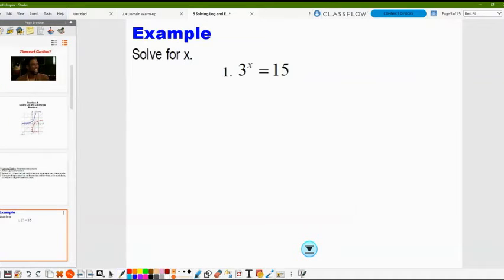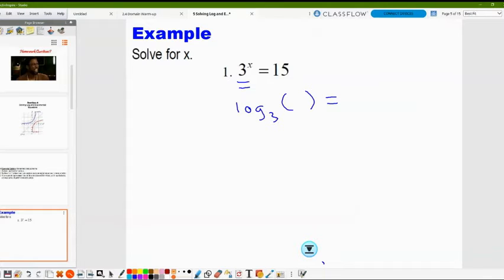For our first example, we want to solve for x. We've got 3 to the x equals 15. This is going to be one where we can just rewrite it in logarithmic form because I see my base is 3, so that would just be log base 3 of what number do we get?